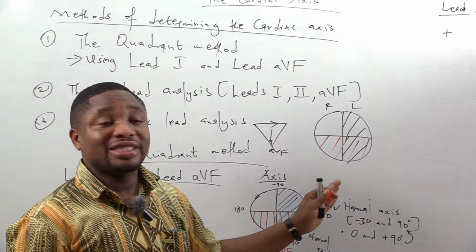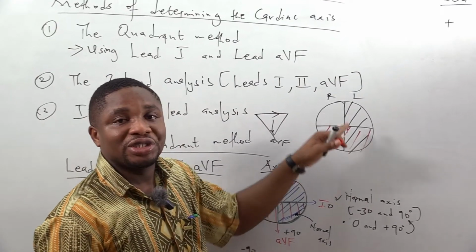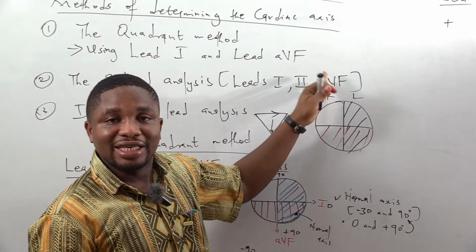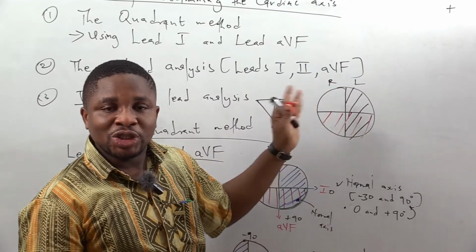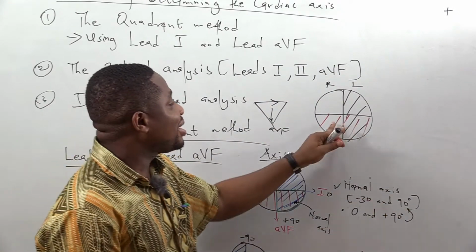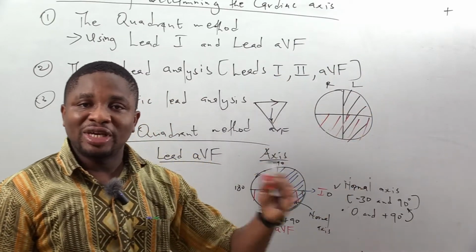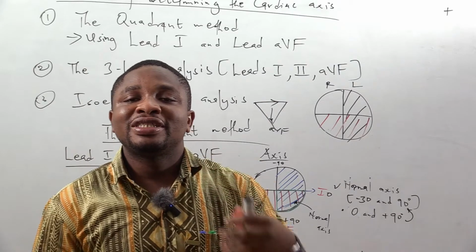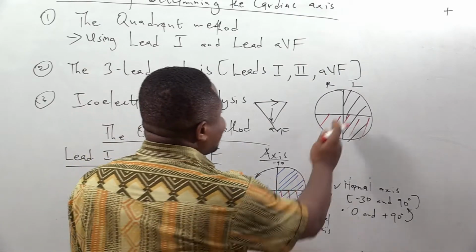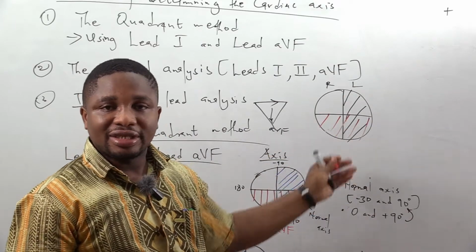Assuming the QRS complex is negative in aVF, then instead of shading down, where do you go? You shade up because it is negative. If it is positive, it's assumed that it is moving in the same direction as aVF. That is why we are shading the bottom half. If you take lead 1, if it is positive, it's assumed that it's moving in the same direction as lead 1. That is why we are shading the left-sided half of the circle.